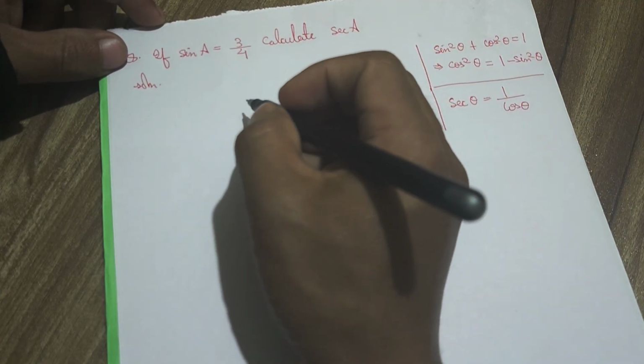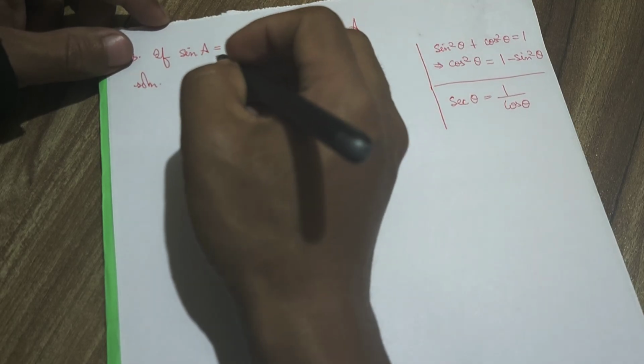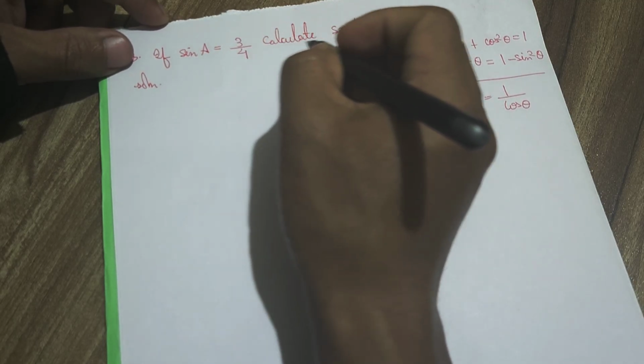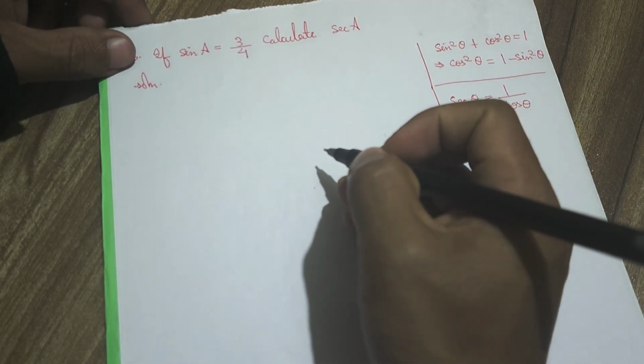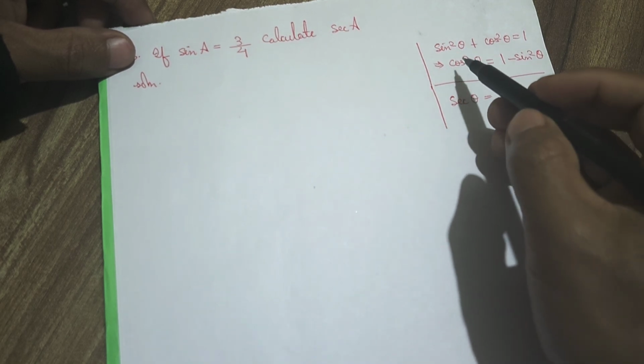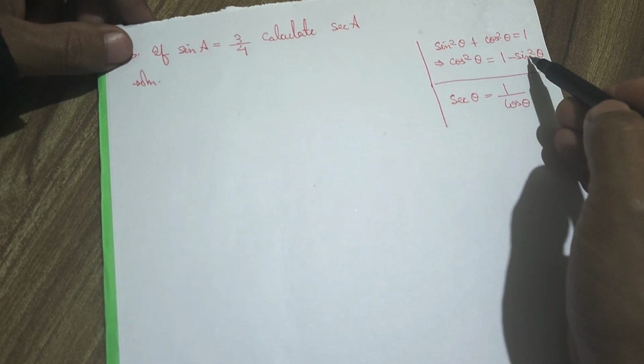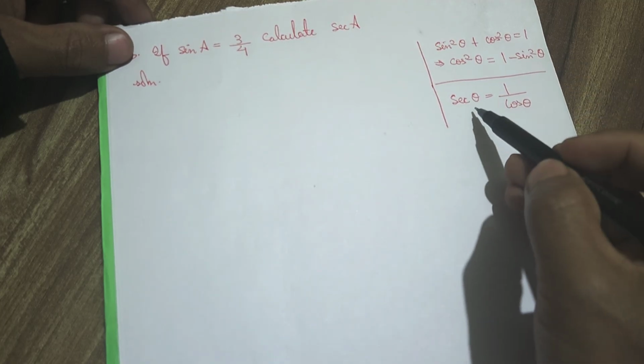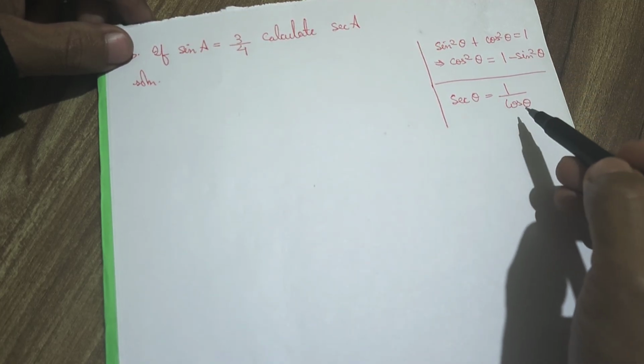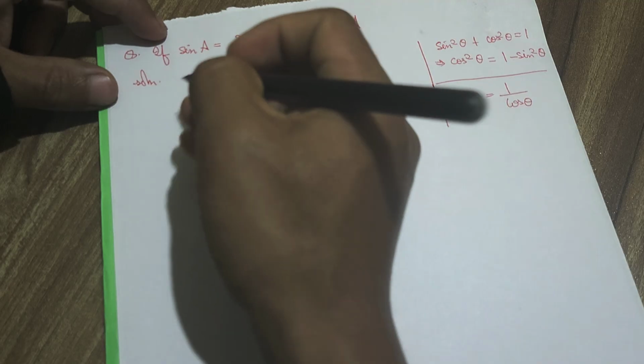If sin A is equal to 3/4, calculate sec A. We are going to use the identity sin square theta plus cos square theta equal to 1, and the formula sec theta equal to the reciprocal, 1 by cos theta. So let's begin.